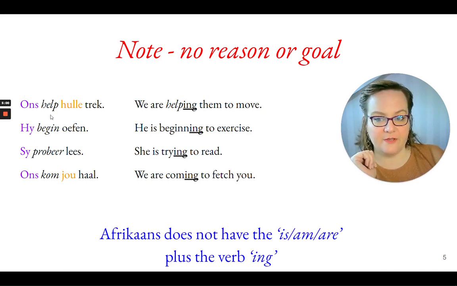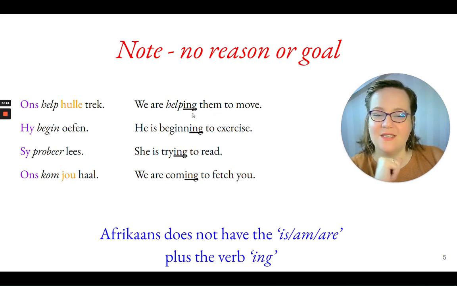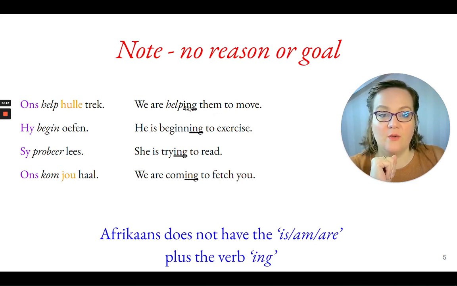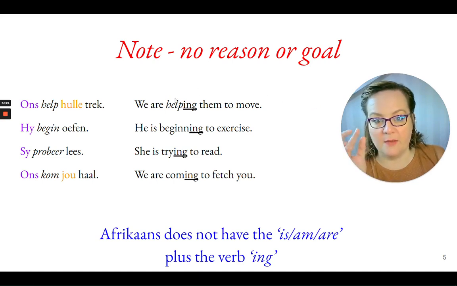So let's just compare the first two. Ons help hulle trek. We are helping. See, are helping, we don't have that, it's just help. Then to move, hulle trek. We don't have an om and a te because there's no reason in the sentence. We are helping them to move to help their finances. That would be a reason for why you're helping them move. But for this English sentence, there's no reason.